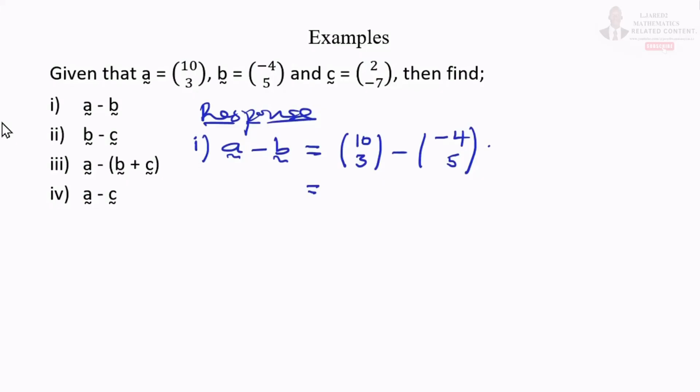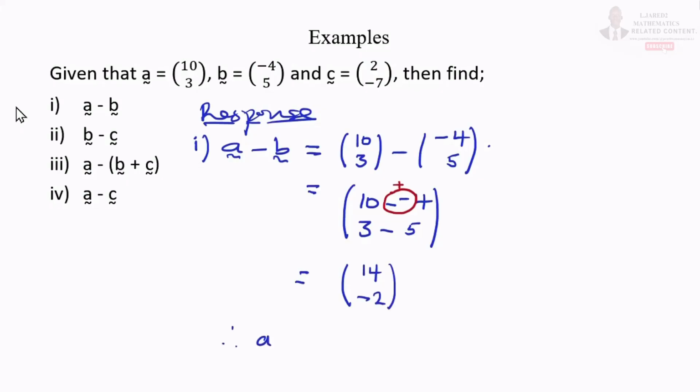As we simplify, we are going to subtract the corresponding entries. So we have 10 minus negative 4, then for the y entries, we have 3 minus 5. You can see that here, negative and negative, we are going to have a positive, such that at the next step, as we simplify, we are going to have 10 plus 4, giving us 14. Then 3 minus 5, giving us negative 2. Therefore, our vector A minus vector B equals 14, negative 2. So this becomes our right answer.